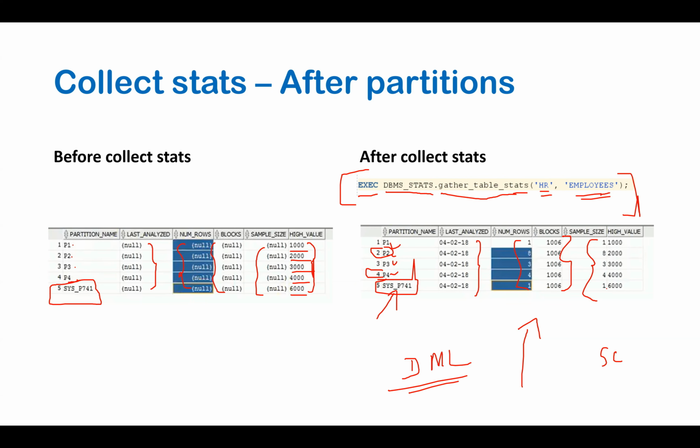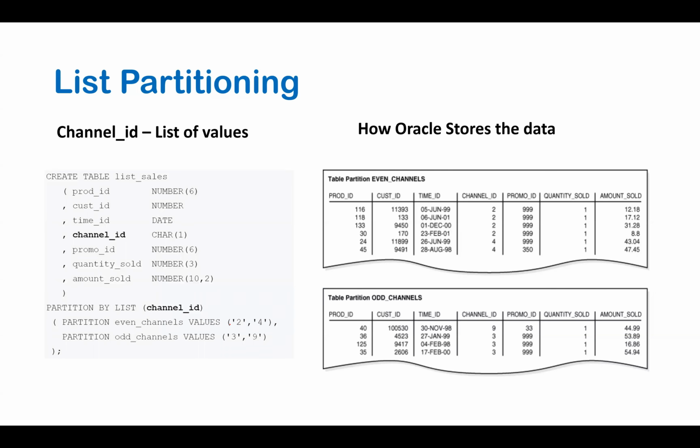Okay, so you can see here list partitioning. In list partitioning, we are going with channel ID, some list of values. So 2 and 4 is one particular partition, 3 and 9 is a different partition, P2. Odd numbers, even numbers, something like that we are making. If you are getting any other values, it will not go to any of these partitions; it goes to the default partition.